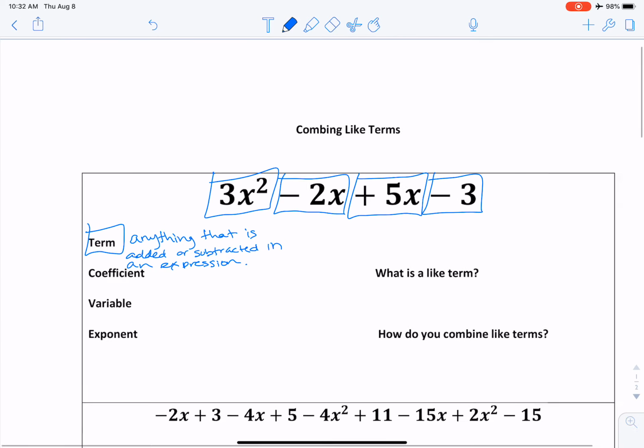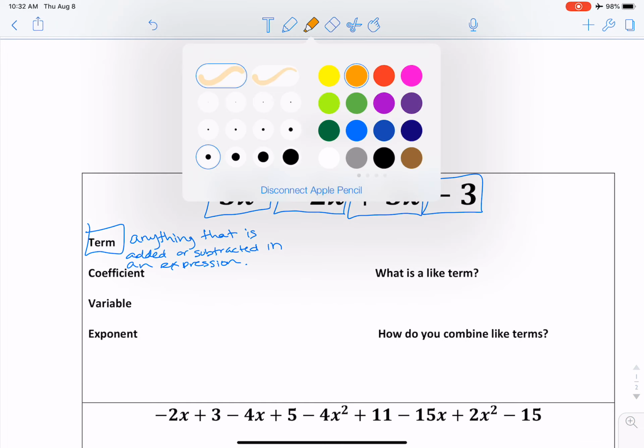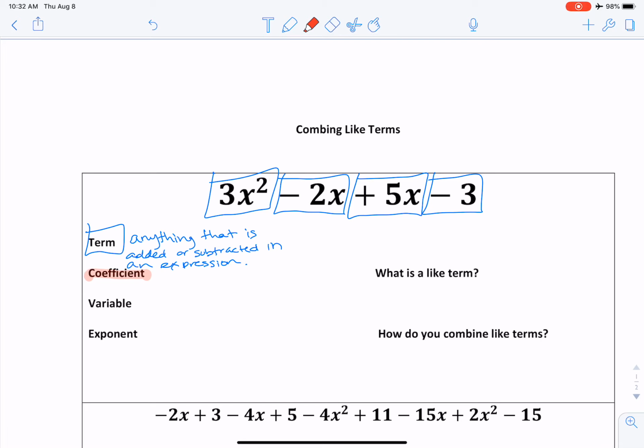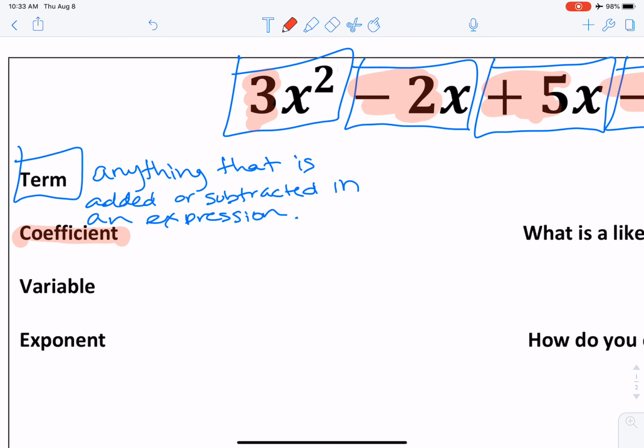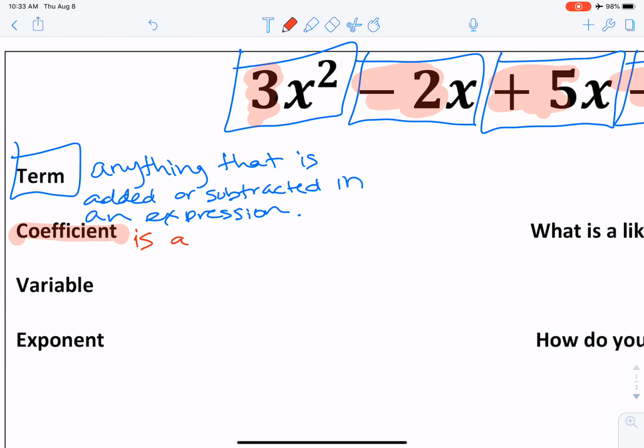Okay, so next we have a coefficient. A coefficient is a number that is in front of a variable or a letter. So for example, 3 is a coefficient, negative 2 is a coefficient, positive 5, and negative 3. So to define it, a coefficient is a number in front of a, we'll say letter for now.